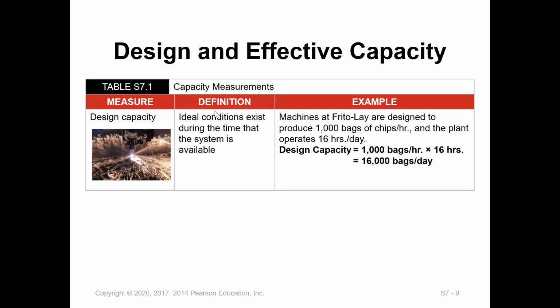Design and effective capacity measurements. Design capacity is the ideal condition that exists during the time that the system is available. Machines at Frito-Lay are designed to produce 1,000 bags of chips per hour, and the plant operates 16 hours. So this facility is designed to produce 16,000 bags a day. That's the design capacity. Okay.